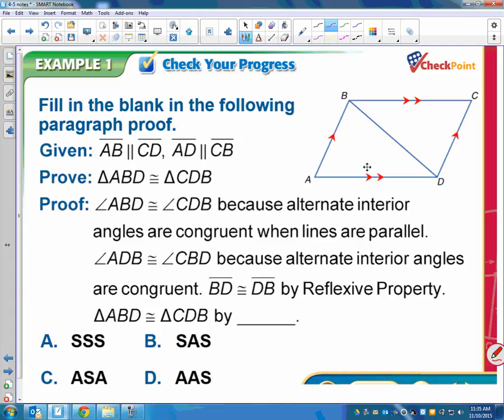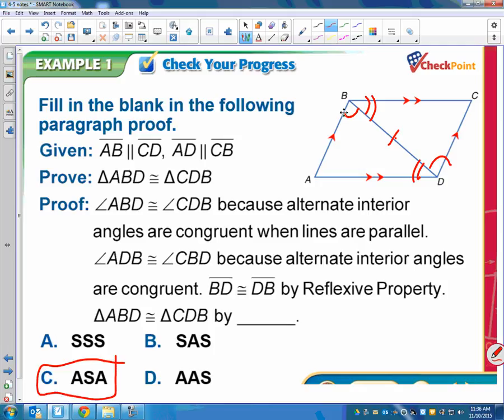All they do is tell us these parallel lines. So their proof says angle ABD, that would be this angle, is congruent to angle CDB because of alternate interior angles. And angle ADB is congruent to angle CBD, also because of alternate interior angles. And they tell us that BD is congruent to DB by the reflexive property. So what did they just show us there to prove that? They showed us an angle, a side, and an angle. So it has to be.